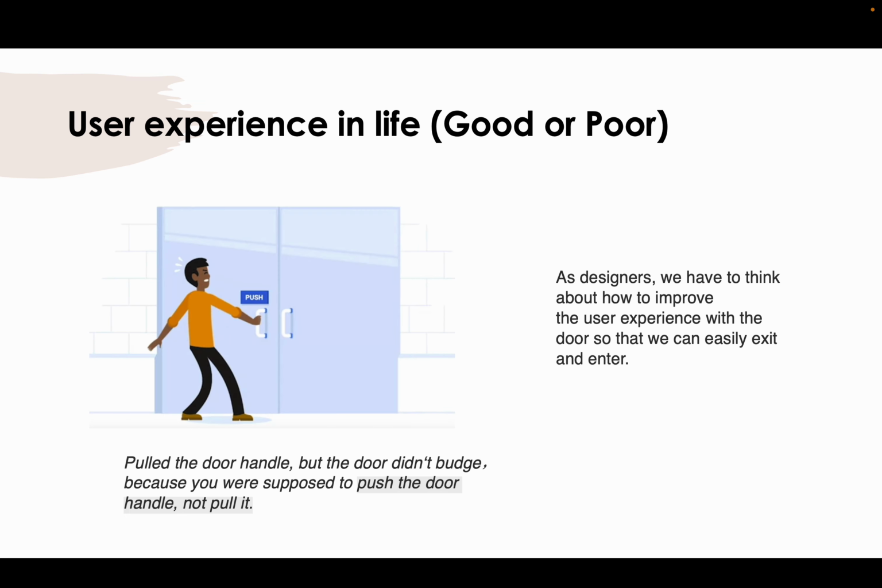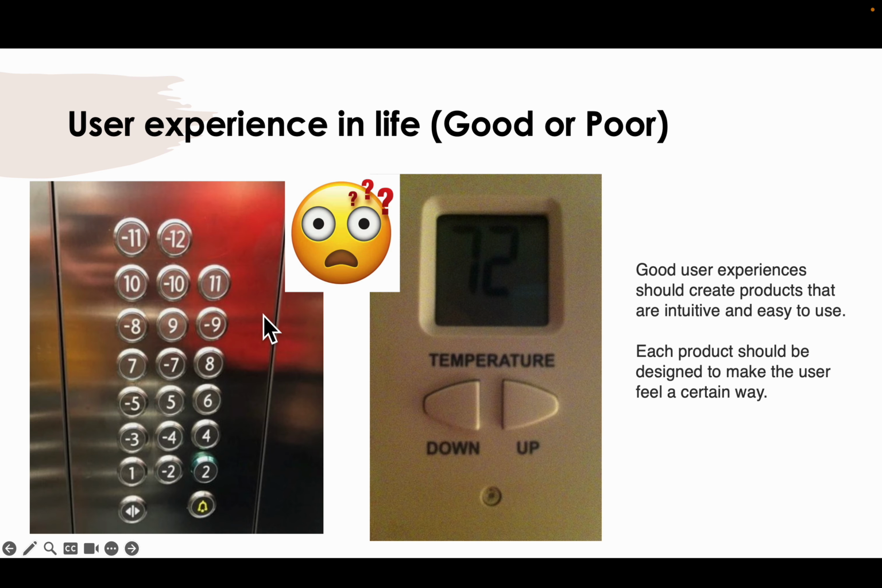Another example: when people pull the door handle, but the door doesn't budge because you were supposed to push the door handle, not pull it, right? As designers, we have to think about how to improve the user experience with the door so that we can easily exit or enter. You may also consider changing the design of the label. You can make the push sign larger than before to show it clearly to users, right? So that's a solution that a UX designer should think of.